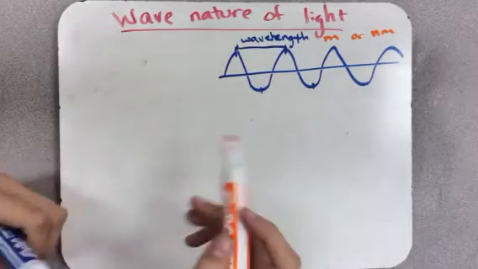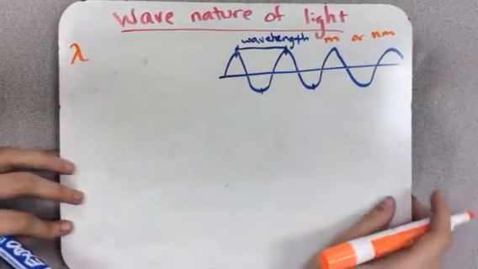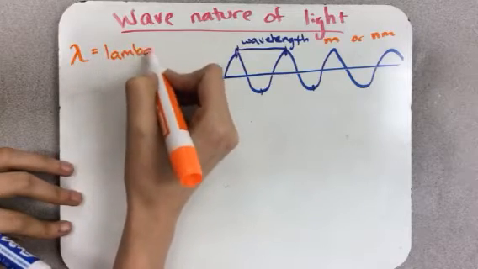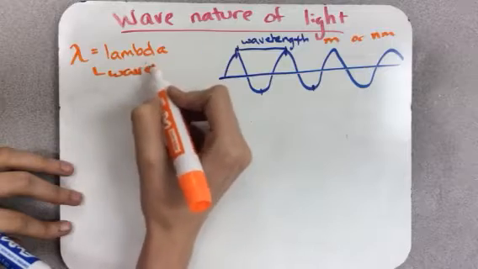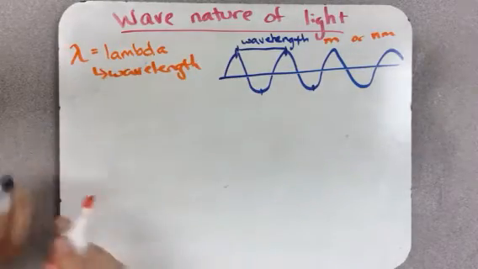When we look at wavelength in equations, we actually use the Greek letter lambda, and this is for wavelength, always. So anytime you see lambda, we are talking about wavelength.